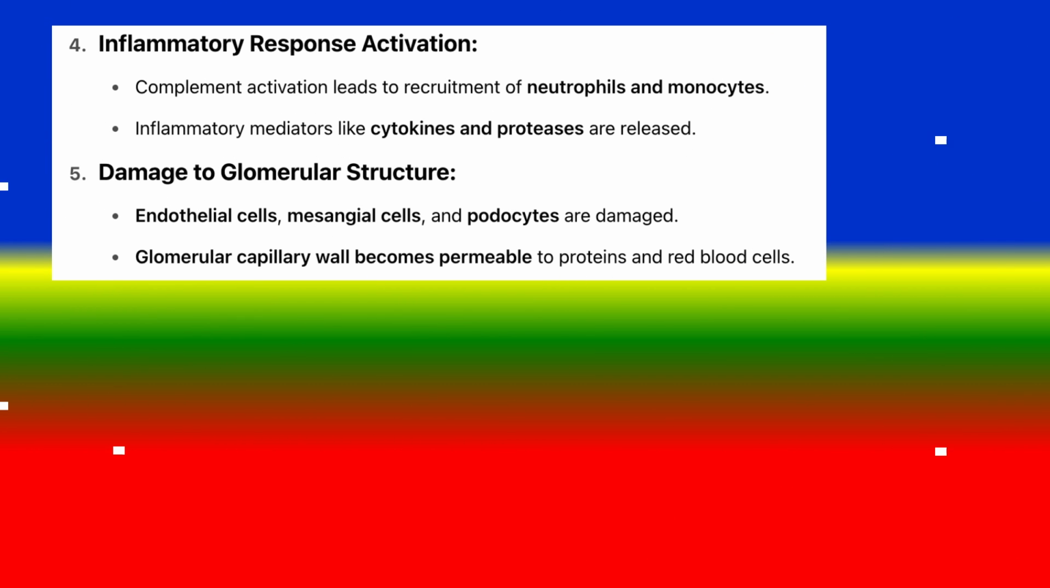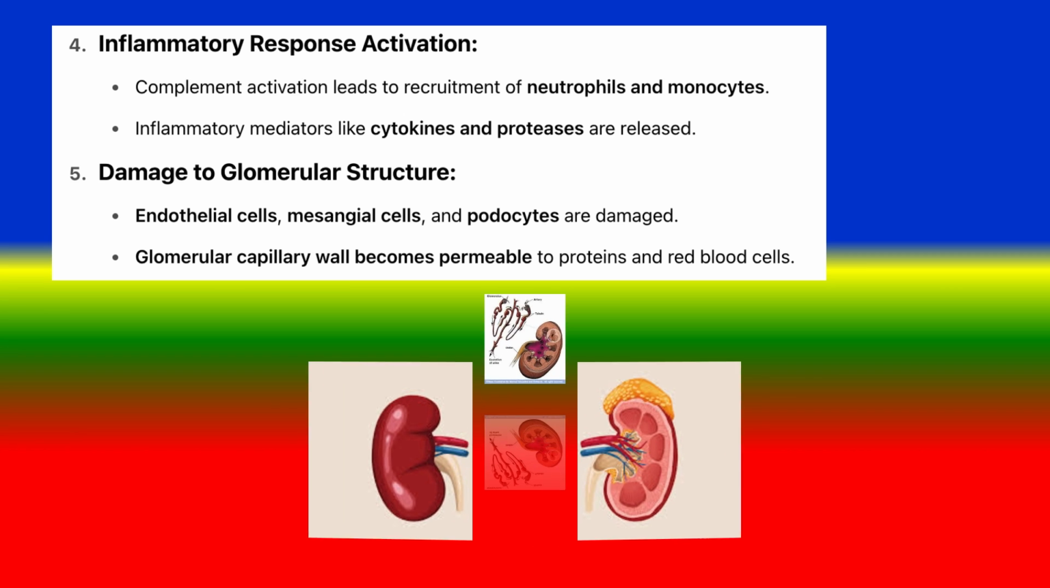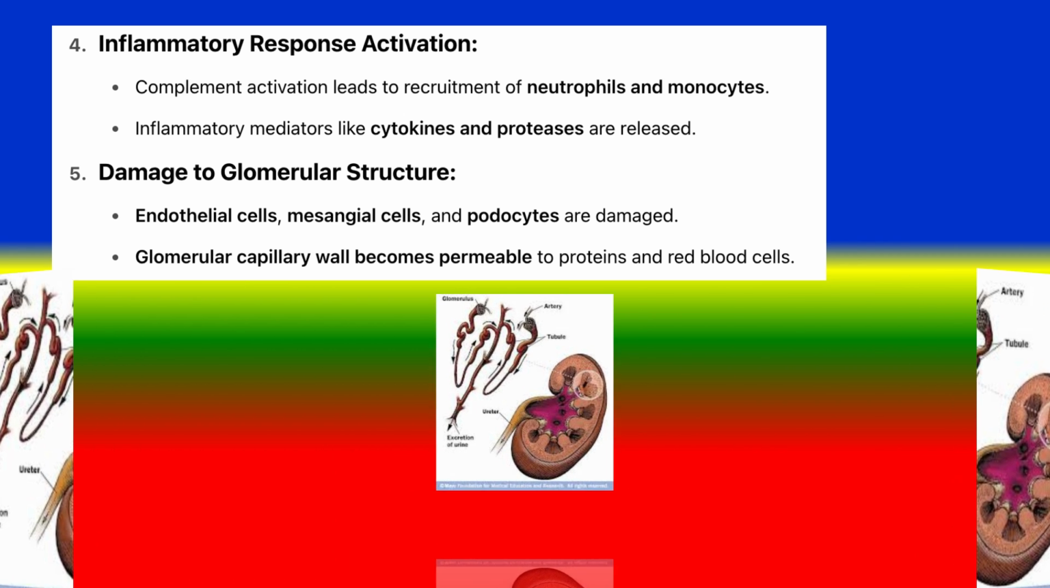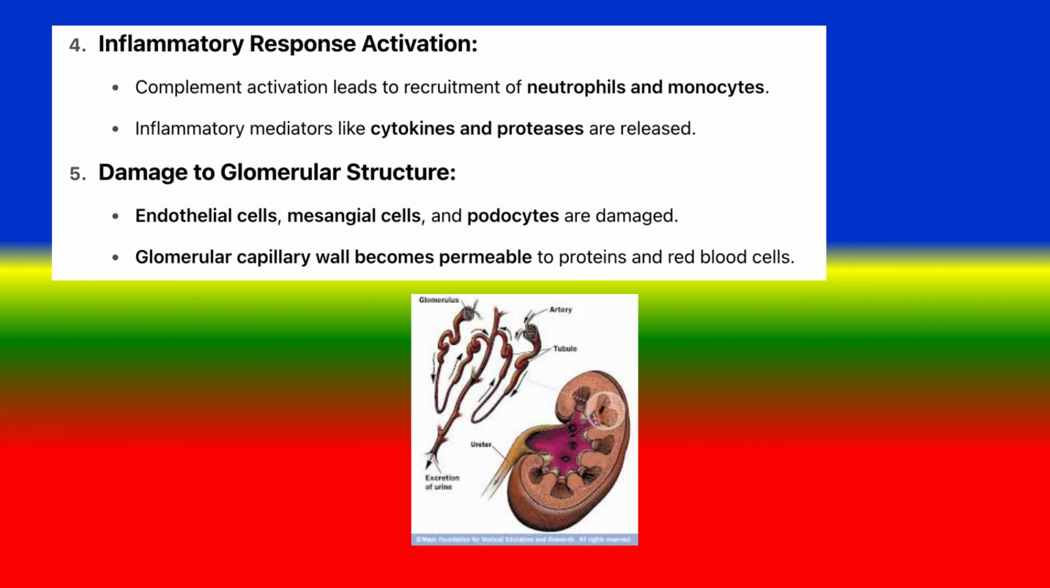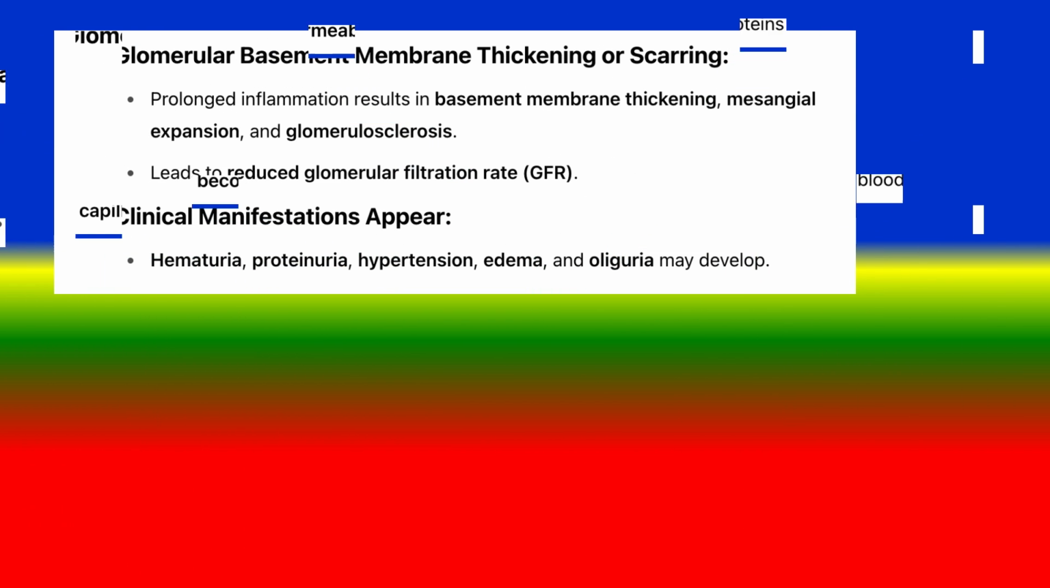4. Inflammatory response activation. Complement activation leads to recruitment of neutrophils and monocytes. Inflammatory mediators like cytokines and proteases are released. 5. Damage to glomerular structure. Endothelial cells, mesangial cells, and podocytes are damaged. Glomerular capillary wall becomes permeable to proteins and red blood cells.